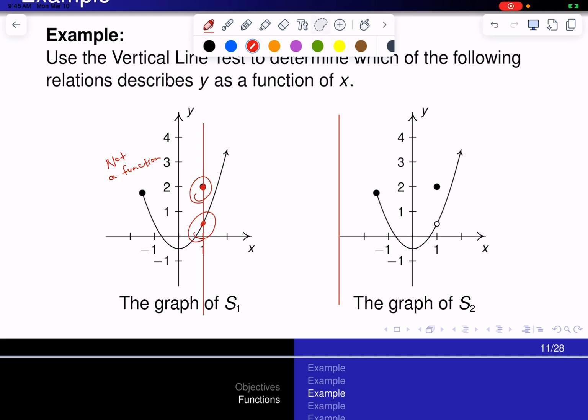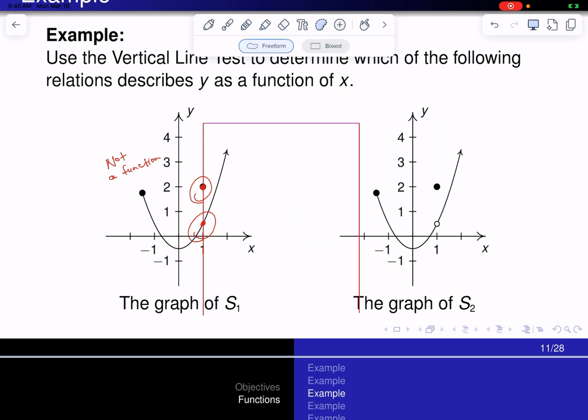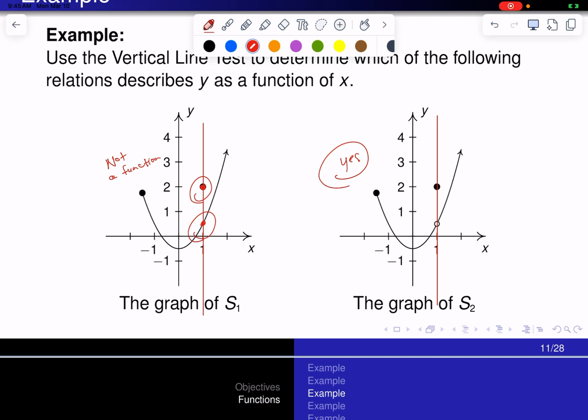Now the next one, does it intersect it more than once? Everything looks good, but then at 1, you've got to ask yourself, is it intersecting it more than once? No. Why? Because it's open at one of those points. So it only intersects it at the closed point, because there's nothing at the open point. The open point means there's a hole there. So this is a function. Yes, it passes the vertical line test.